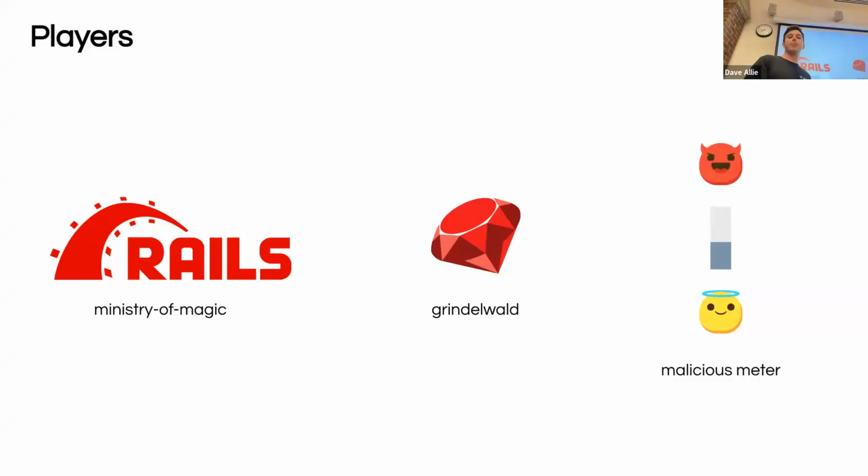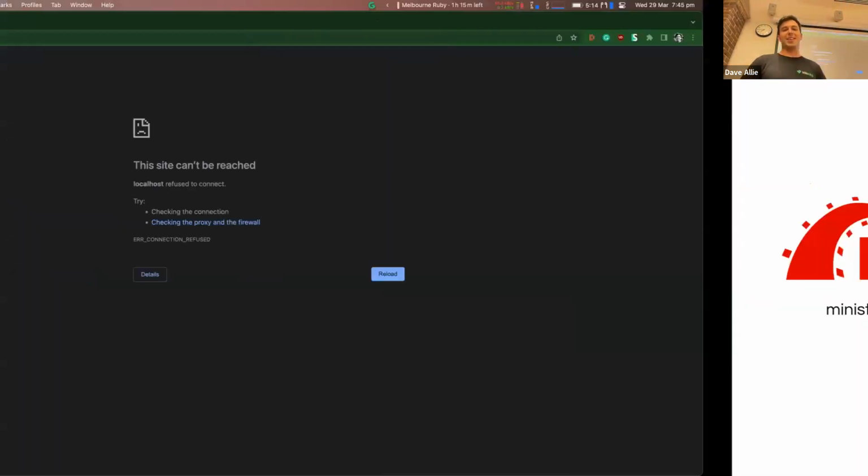So here are the players, right? We have a Rails repo, which I have called Ministry of Magic. We have a gem called Grindelwald, which, if you've been watching the most recent Harry Potter films, he's a bad dude, right? Don't let him in your house. And we have this little thing, a malicious meter. This is going to sit on the side of our slides and show us how naughty we're being.